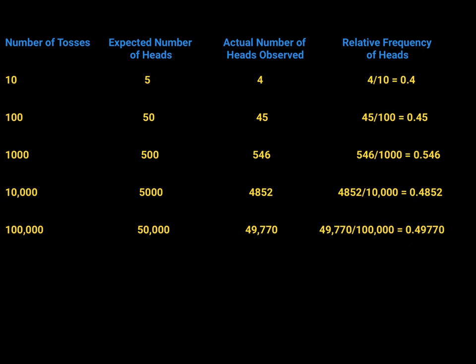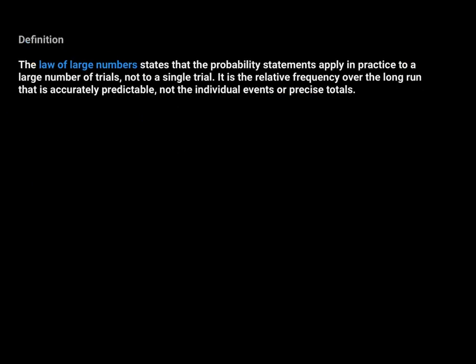This leads us to something very important in probability, called the law of large numbers. The law of large numbers states that probability statements apply in practice to a large number of trials, not to a single trial. For example, like that coin toss we were just talking about, when we say the probability of getting heads for a fair coin is 1/2, what we mean is in the long run. After many coin tosses, yes, the probability is 1/2, but not for just a single trial.